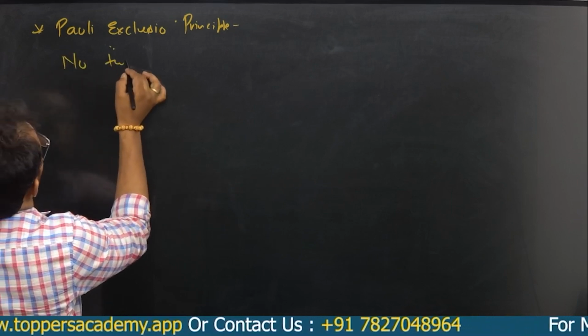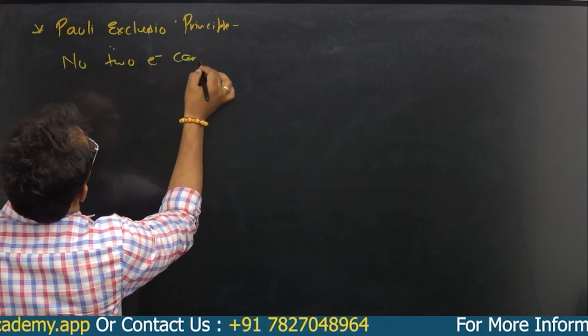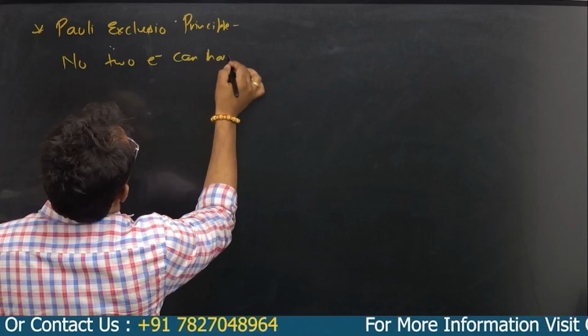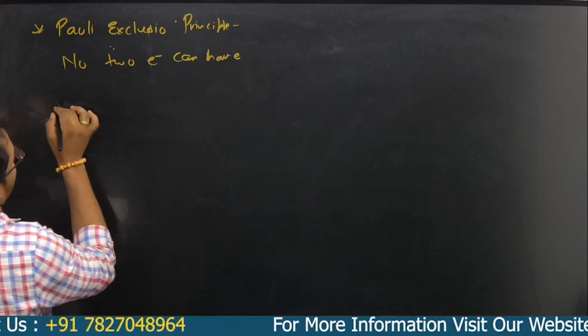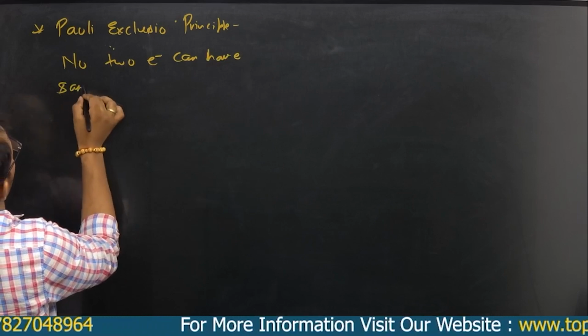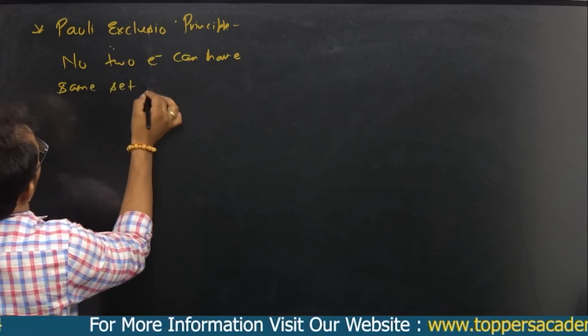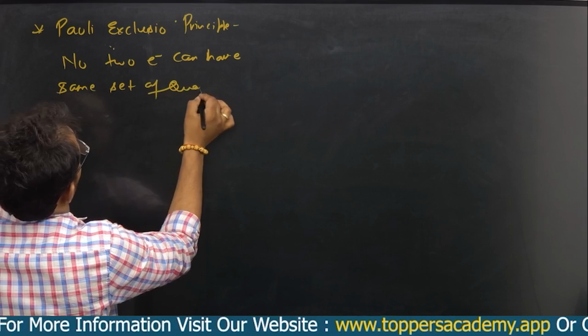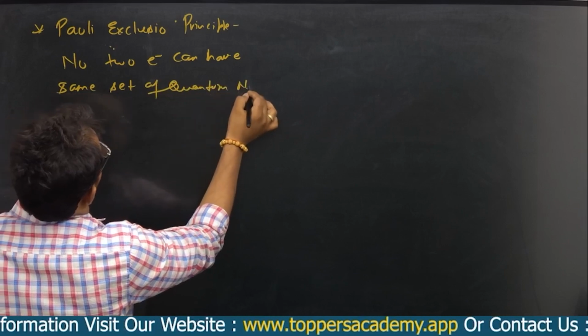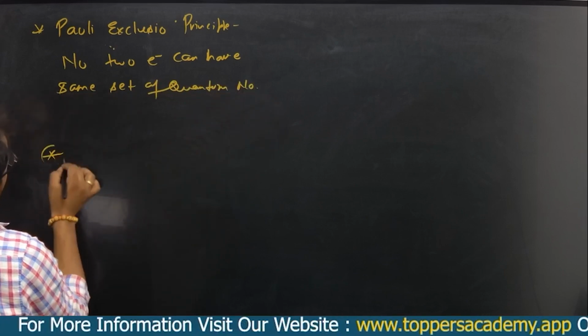No 2 electrons can have same set of quantum numbers.